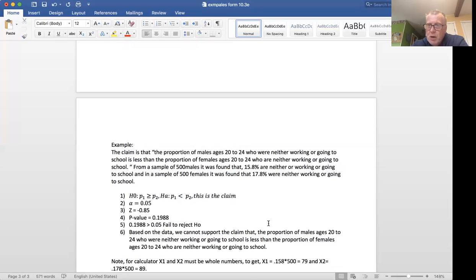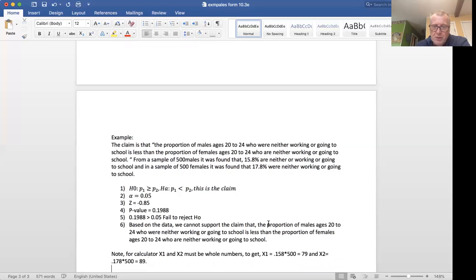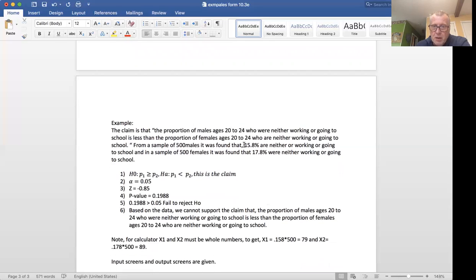Now, we don't have X1 and X2, and we need to put X1 and X2 into the calculator. The way we do that is we take these sample percentages, 15.8, multiply it by 500, and you have to do that in decimal form. That gives us 79. So that's the number of males in our survey who are neither working nor going to school. And the 17.8, we multiply by the sample size here, we get 89. That's the number of females from our survey of 500 females who are neither working nor going to school.